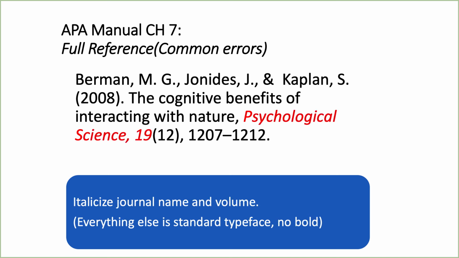Italicize the journal name, italicize the volume. Everything else is standard. There's no bolding in this. And then you put the issue number in parentheses, and again, the page numbers with that N dash between them.